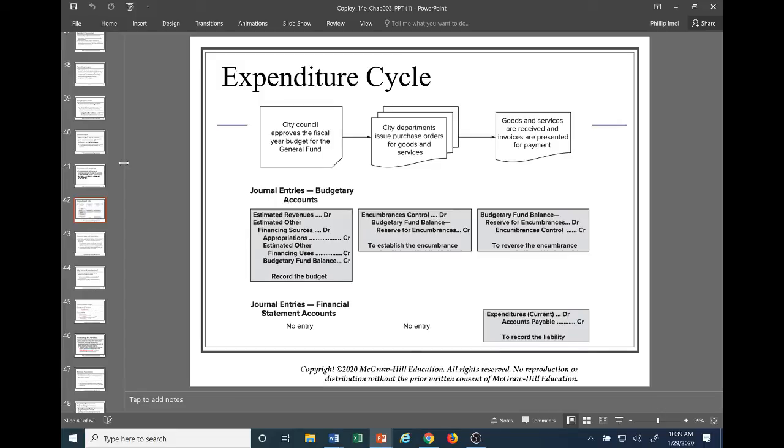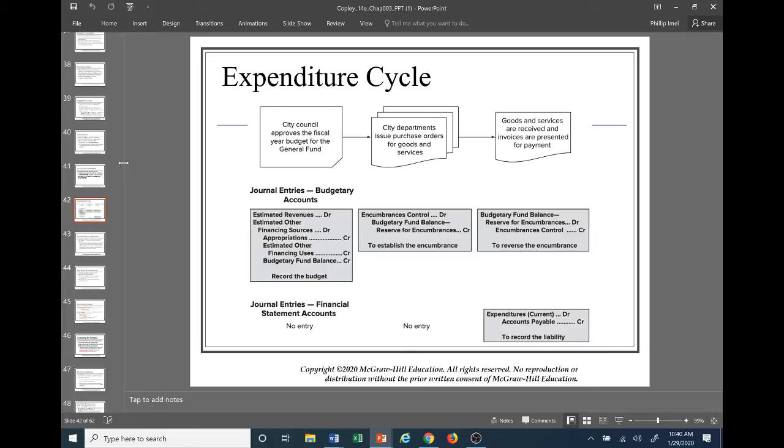Remember how I said there's two journals? One journal for budgetary accounts, which will not be reflected in the government financial statements, and then a whole other set of books, which is the journal entries for the GL, which is for the financial statement accounts. So the entries made there are going to be reflected and ultimately appear in the financial statements, right? So let's start. This is the expenditure cycle. So let's just start with the expenditure cycle.